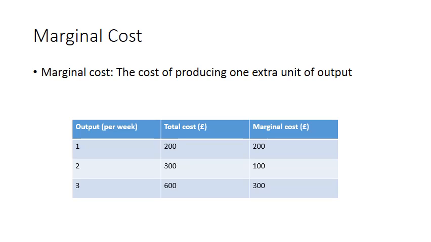And then as we add on our third unit of output, now total costs have increased to 600. And again, we just consider the costs that have been added on by that one extra unit. So we've gone up from 300 to 600, and so the change was the additional cost, that's the marginal cost of 300.